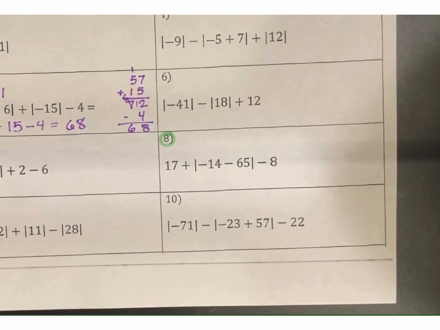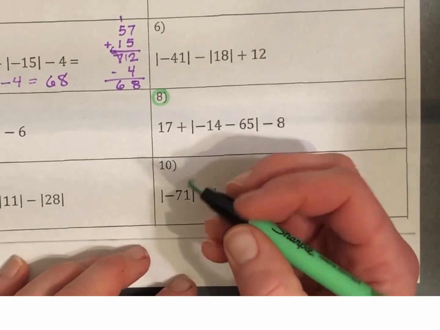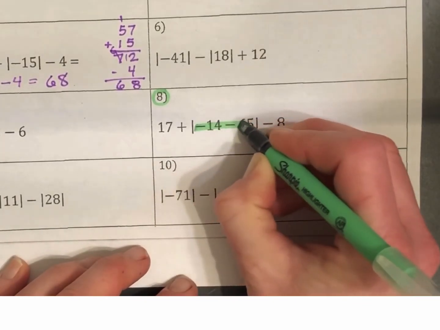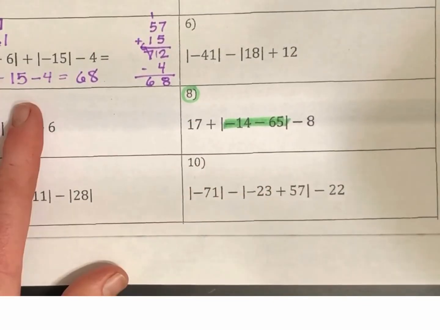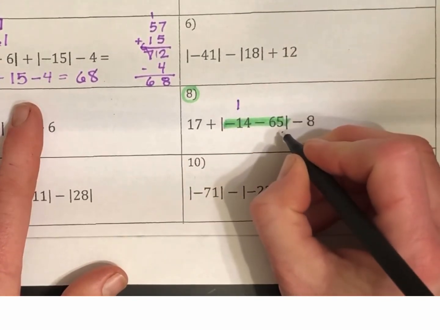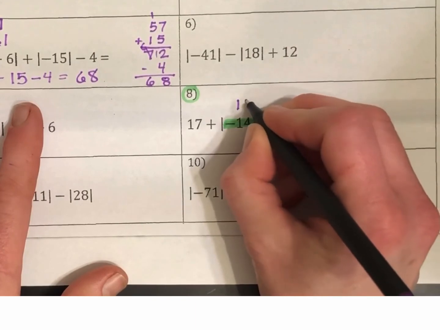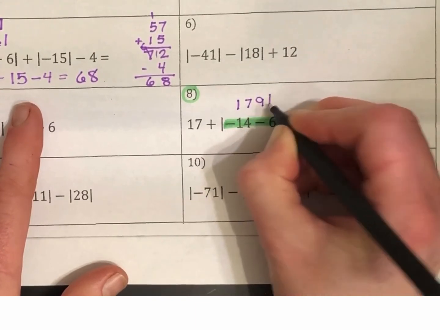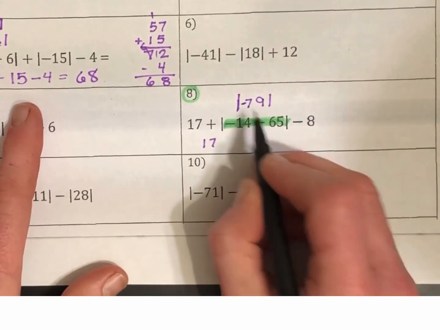Now let's go over number 8 for good measure. In between the absolute value bars, you have -14 minus 65. So that's what you'll do first. -14 minus 65 gives you the absolute value of -79.